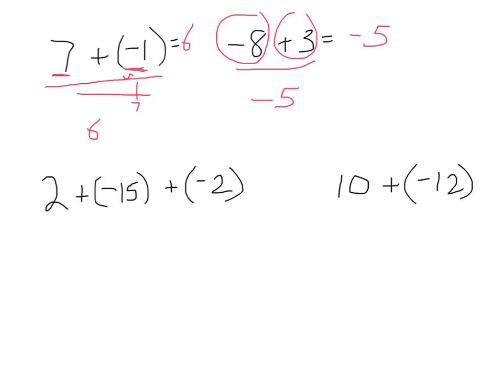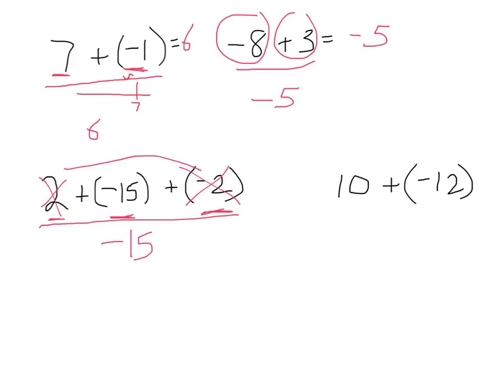Okay, in this problem, I notice there's three integers that I'm adding. So I can see I'm adding a 2, I'm adding a -15, and I'm adding a -2. Ooh, now when I look at this one, I see I have opposite numbers right here, and I know opposites equal 0. So these equal 0, or they cancel each other out. Now I look and I'm just left with -15.